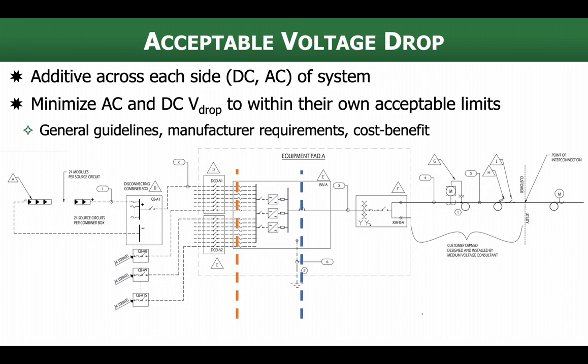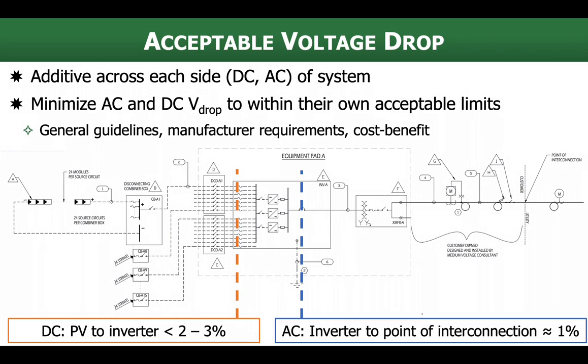We really want to minimize it to within acceptable limits. And these limits come from general guidelines. I'm about to give you some. They come from manufacturer requirements. We'll talk about those. And they also come from a cost-benefit analysis. There becomes a point where there's diminishing returns from increasing our wire size in terms of the lower voltage drop we get. Of course, we can always reduce it, but at some point, we're buying more wire than we're gaining in output of the system. So in that case, the cost-benefit analysis says no, and we don't necessarily want to go there.